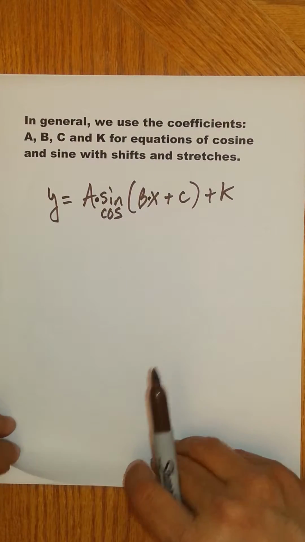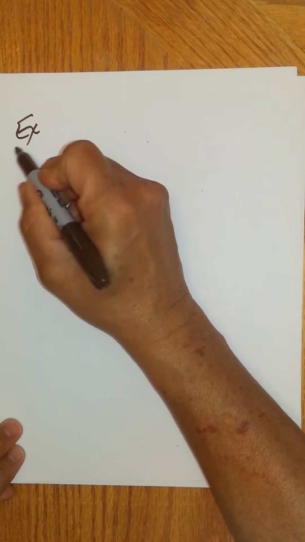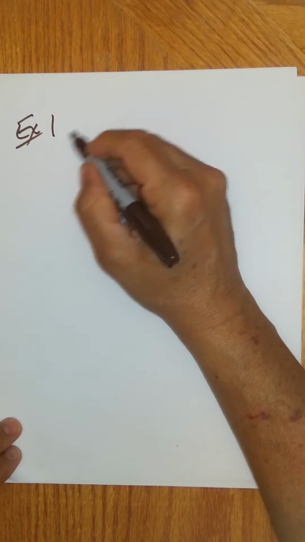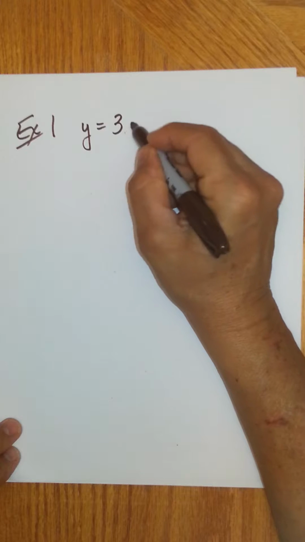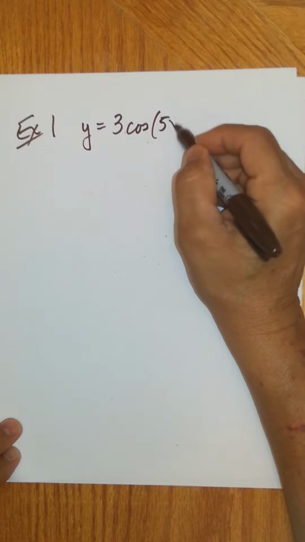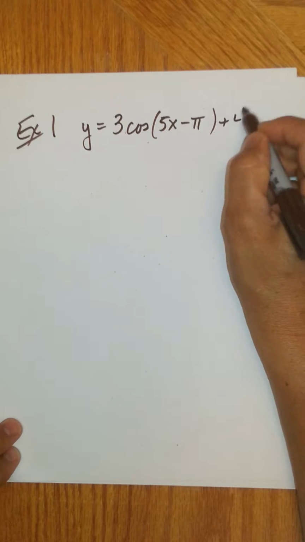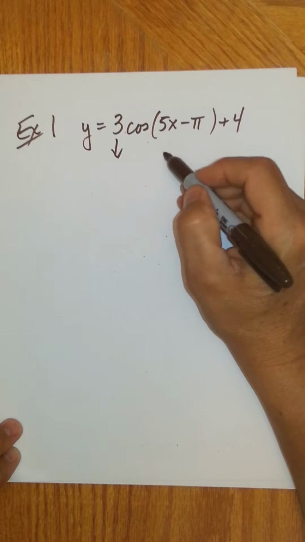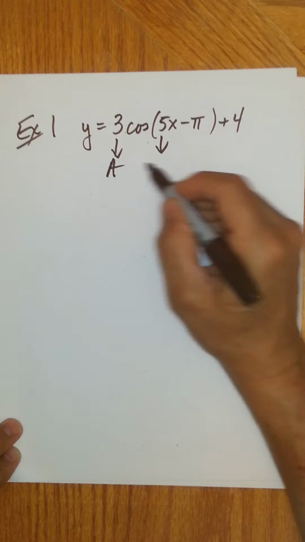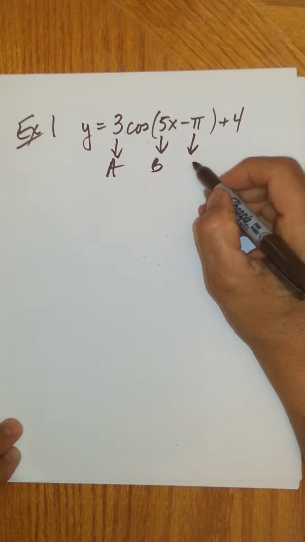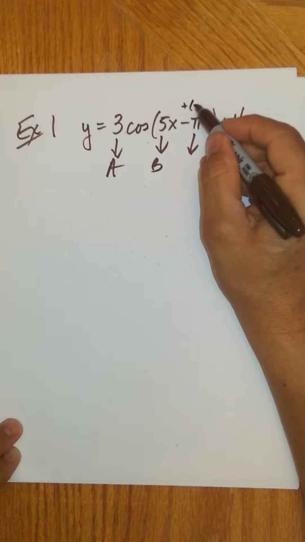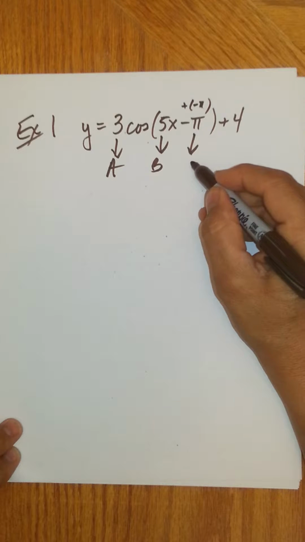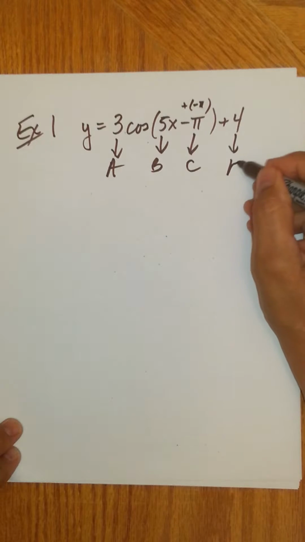Now, let me go through a few examples so you see why recognition is so important. You might have things in slightly different forms. Here's one of the more basic ones: y equals 3 cosine(5x minus pi) plus 4. This 3 is your a, 5 is your b, negative pi is your c, because you could look at this as a plus a negative pi, and here is your k.